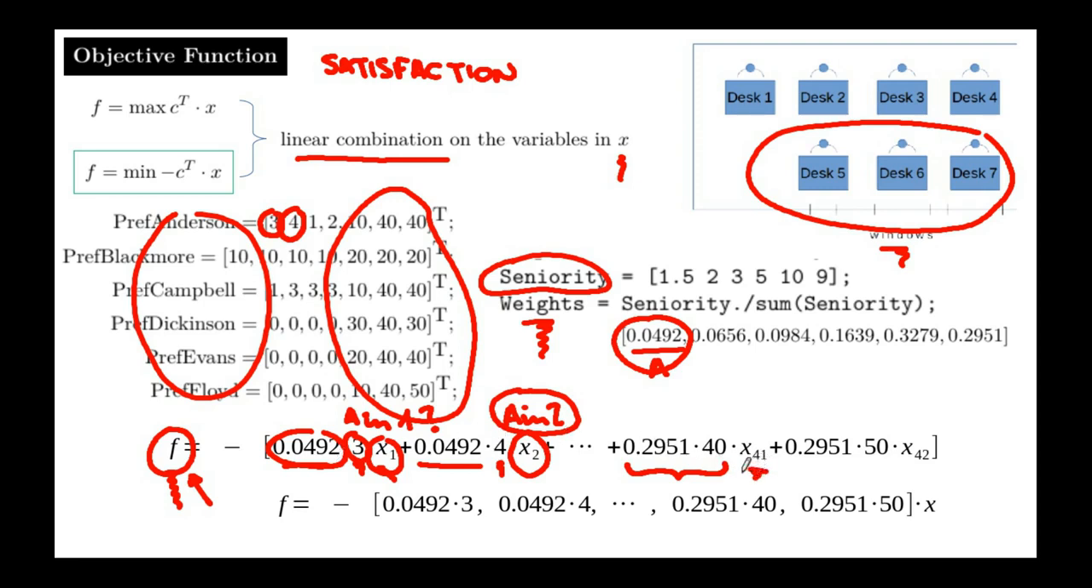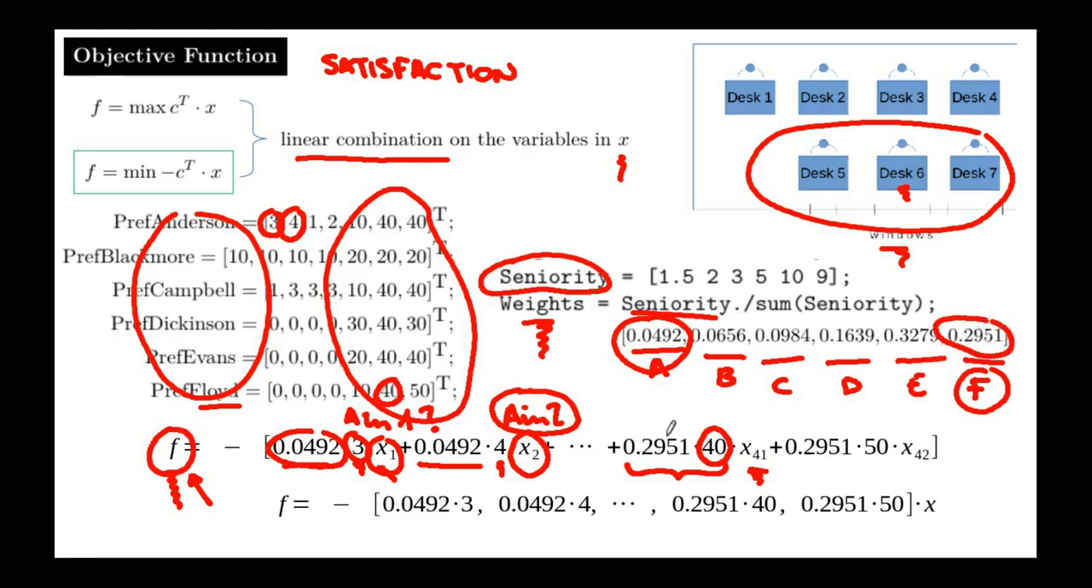Let's have a look at x42 and x41, as you can see here. Yeah? x41, first of all, can you see that it's the preference of the last person, remember, A, B, C, D, E, and Floyd, yeah? So that's the preference of Floyd to be in desk number 6, and the preference of Floyd to be in desk number 6 is a 40%. Can you see here? So that's the 40. And then finally, what's the weight that is associated with the seniority of Floyd? 0.2951. So that's why I apply this weight.